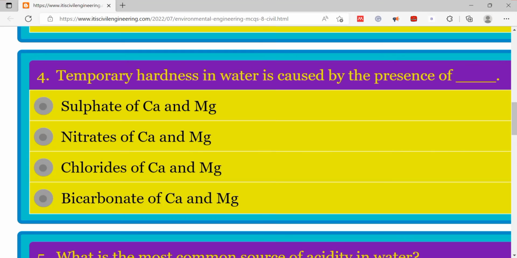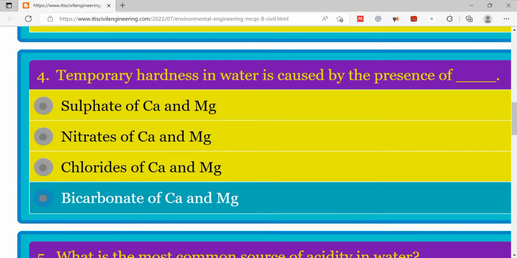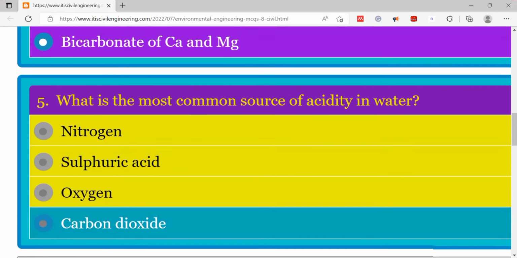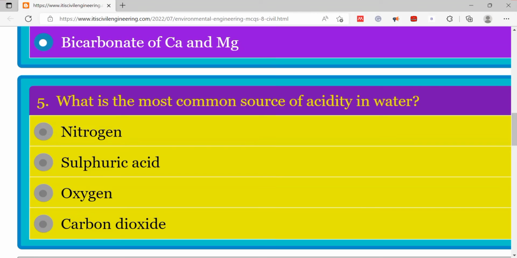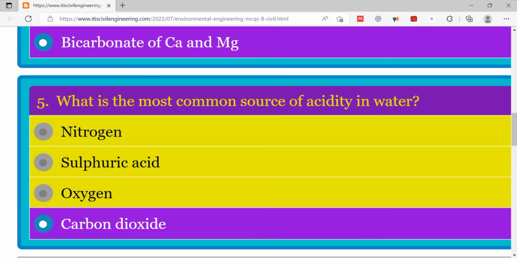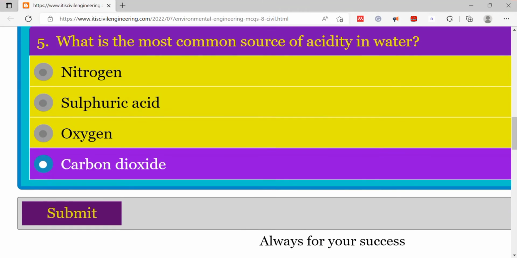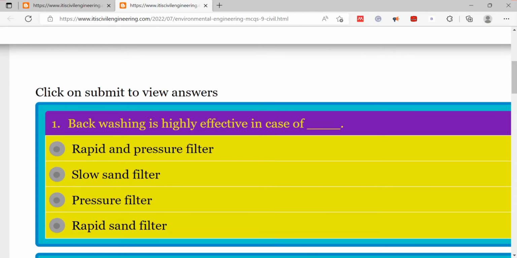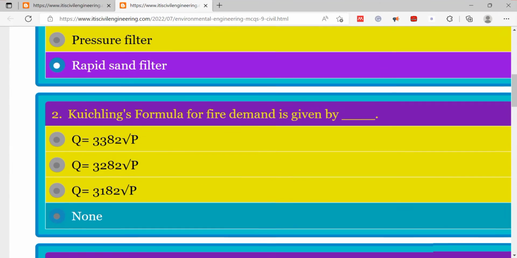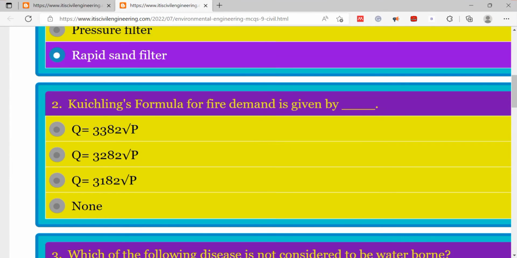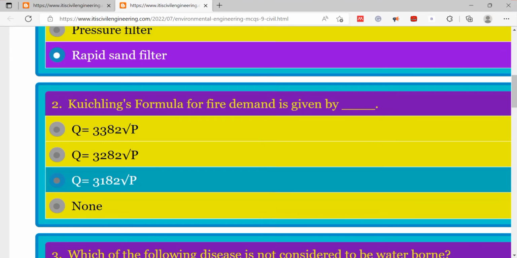Temporary hardness in water is caused by the presence of bicarbonates of calcium and magnesium. What is the most common source of acidity in water? Carbon dioxide is the most common source of acidity in water. Backwashing is highly effective in case of dash. So for rapid sand filter, we use backwashing. Kuchling's formula for fire demand is given by, the correct formula is Q is equal to 3182 root P, where P is the population.